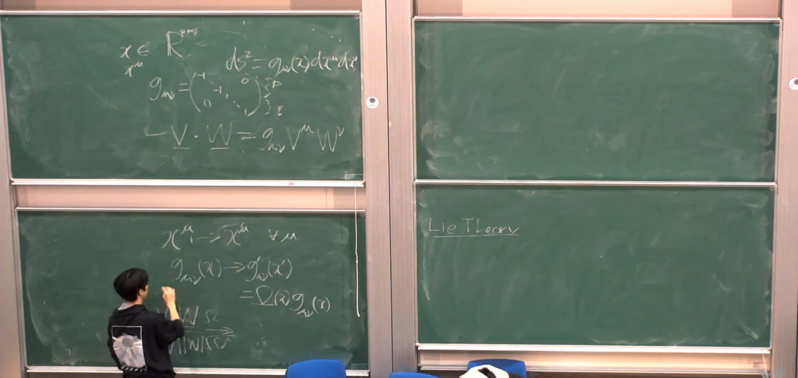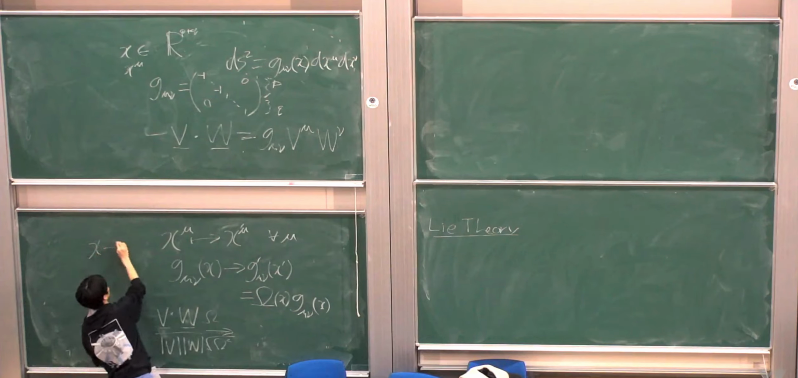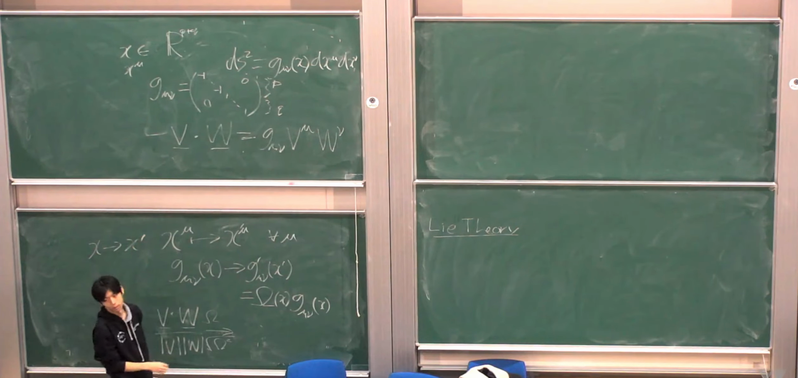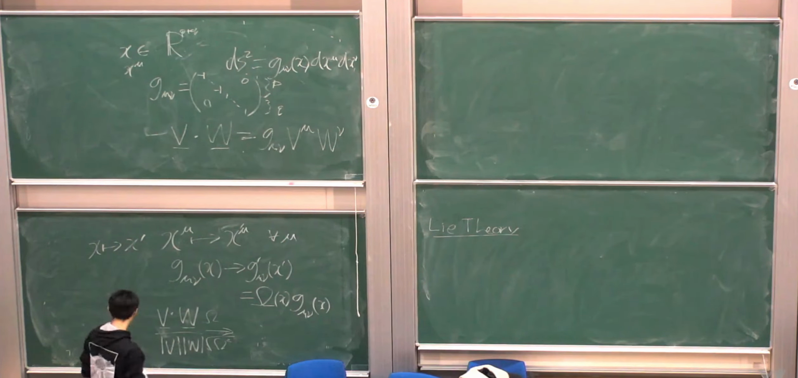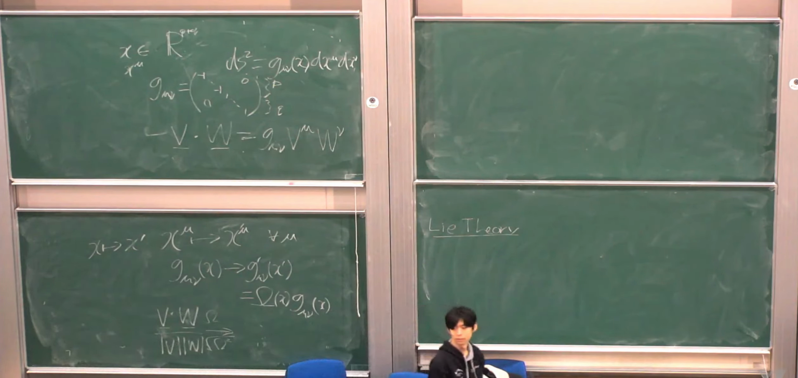We can just also say like this. Any questions? Is it a map from a space to itself, or is it another space? It's a map from a space to itself. Okay. Automorphism.